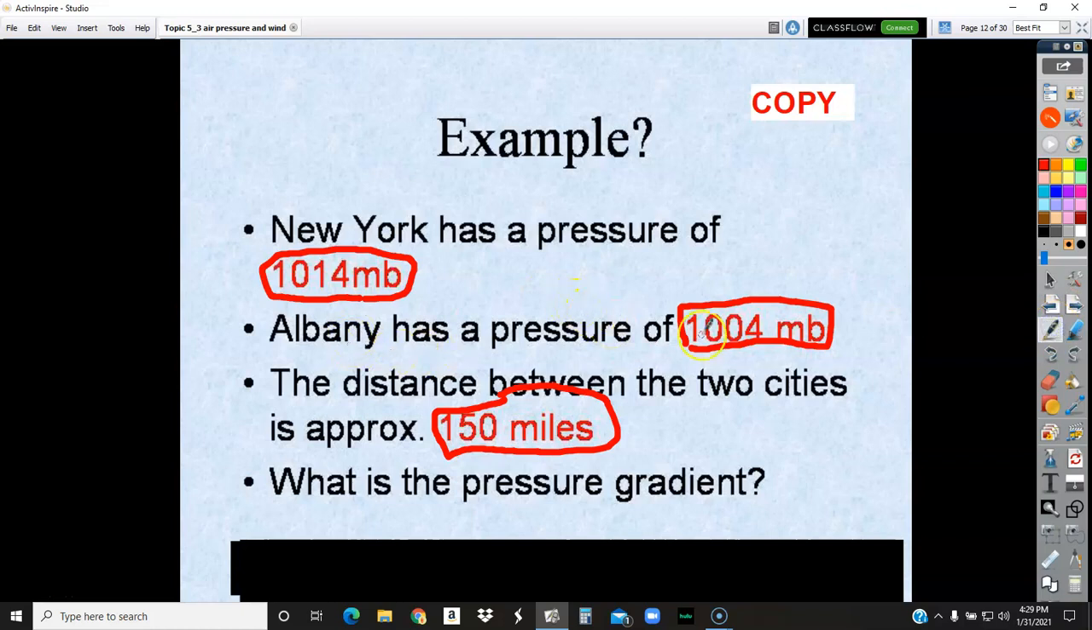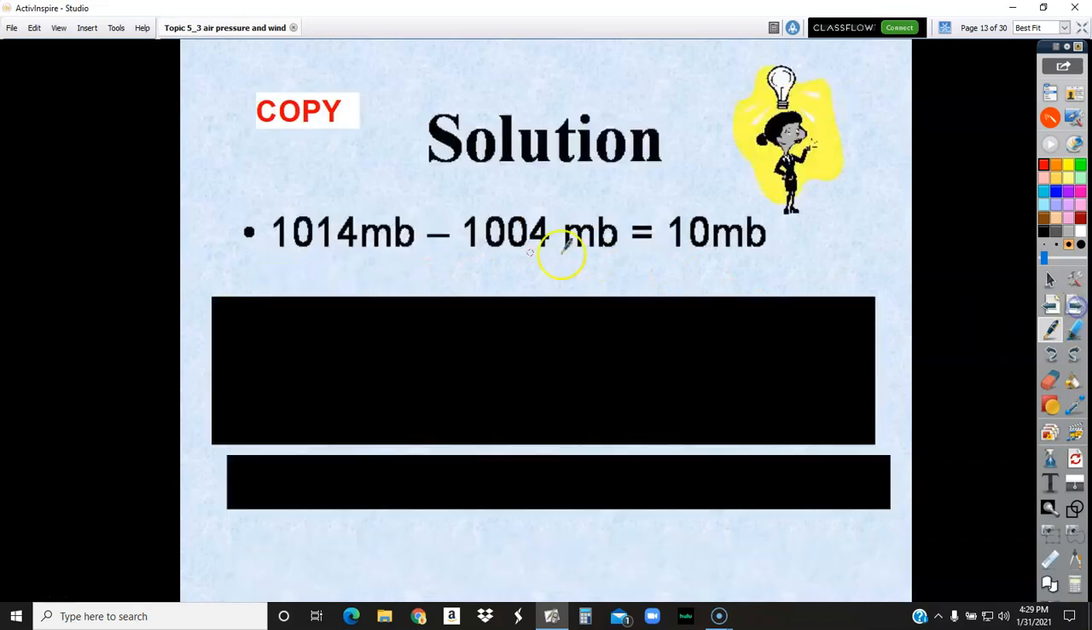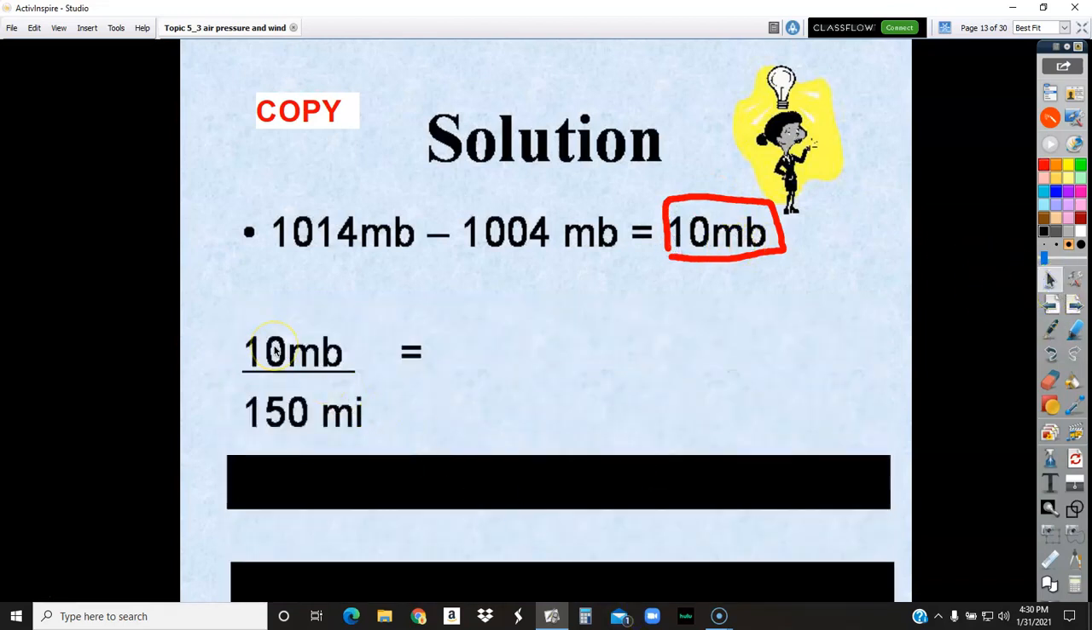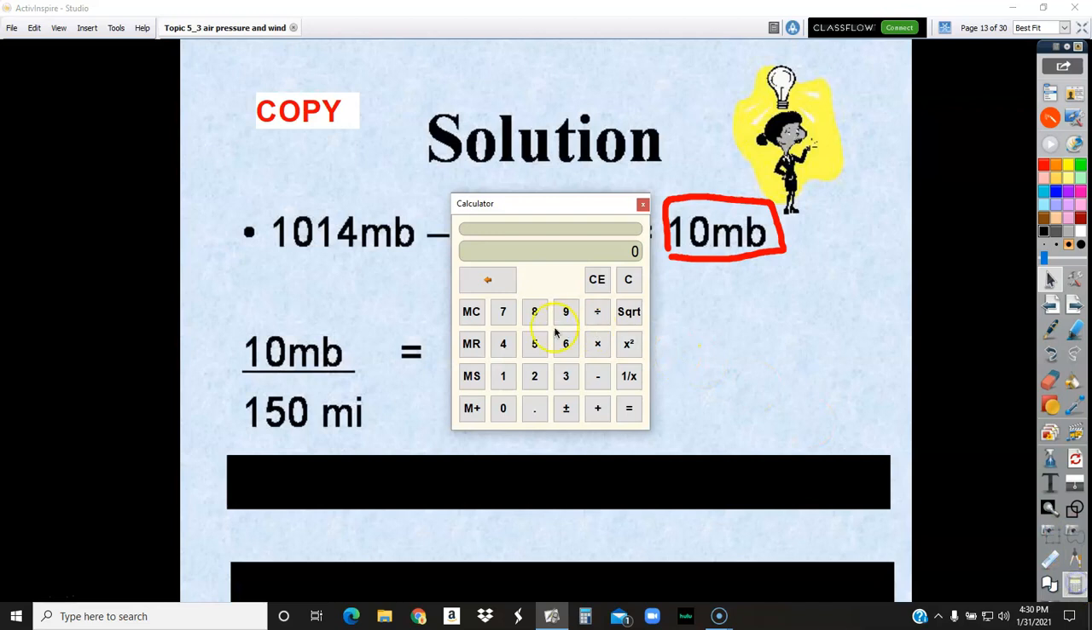Again, this is just like when you did contour maps, topographic maps, except now instead of elevation, we're substituting a pressure. So the first thing you have to do is subtract the pressures, right? 1,014 minus 1,004 is a 10 millibar difference. You're then going to divide the change in pressure over the distance, right? 10 millibars divided by 150. I get my calculator. It's going to be a very small number.